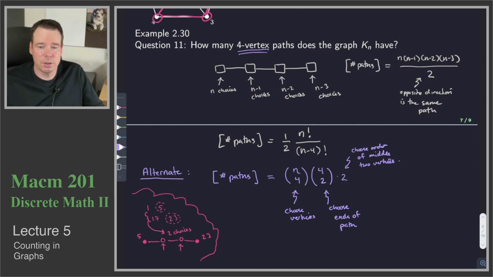There's an alternate solution for the number of paths. You may say, well, those answers look different. Are they really different, or are they the same? Well, they actually turn out to be the same in this case, because we can write it out.